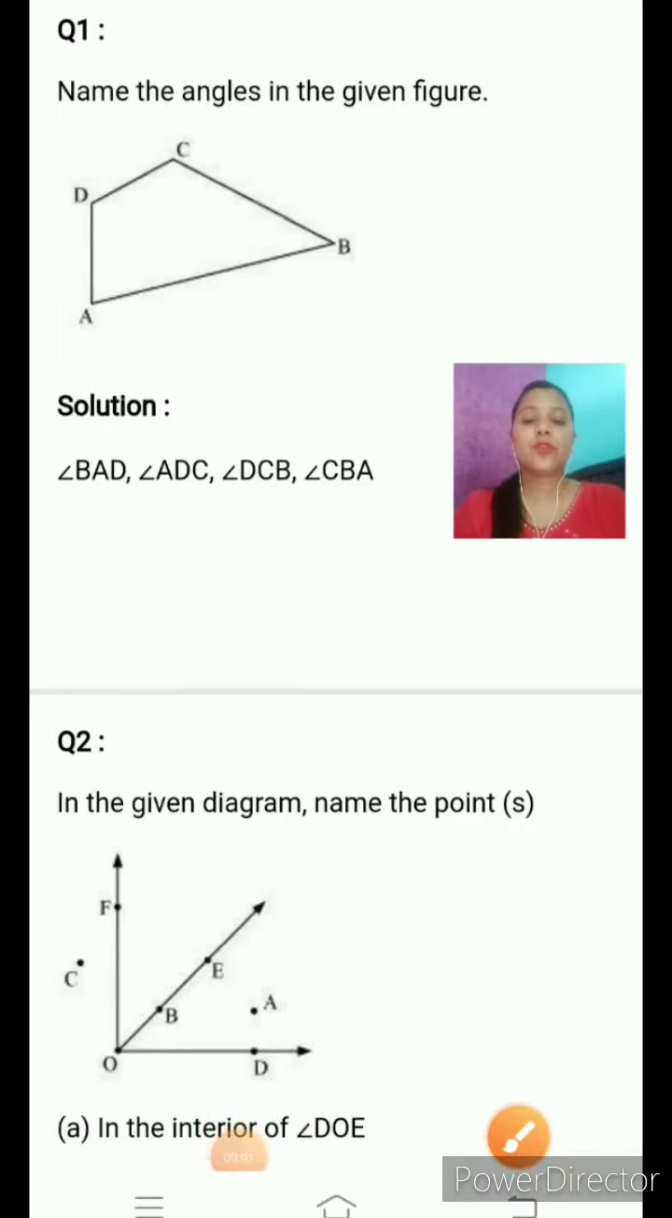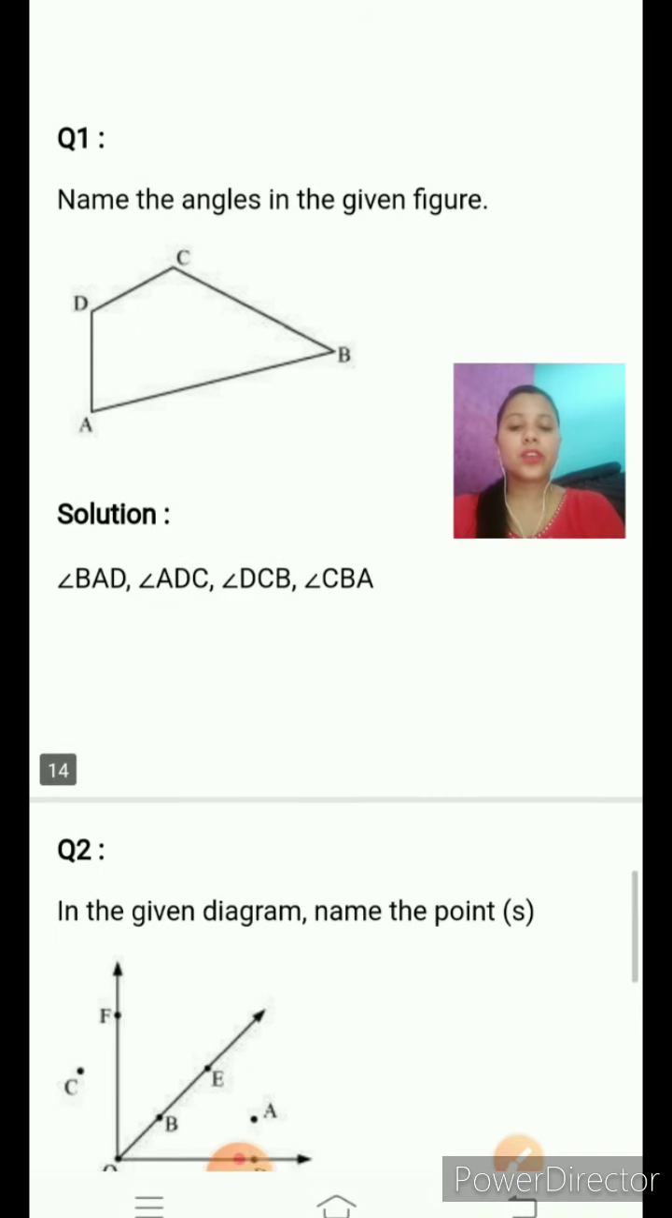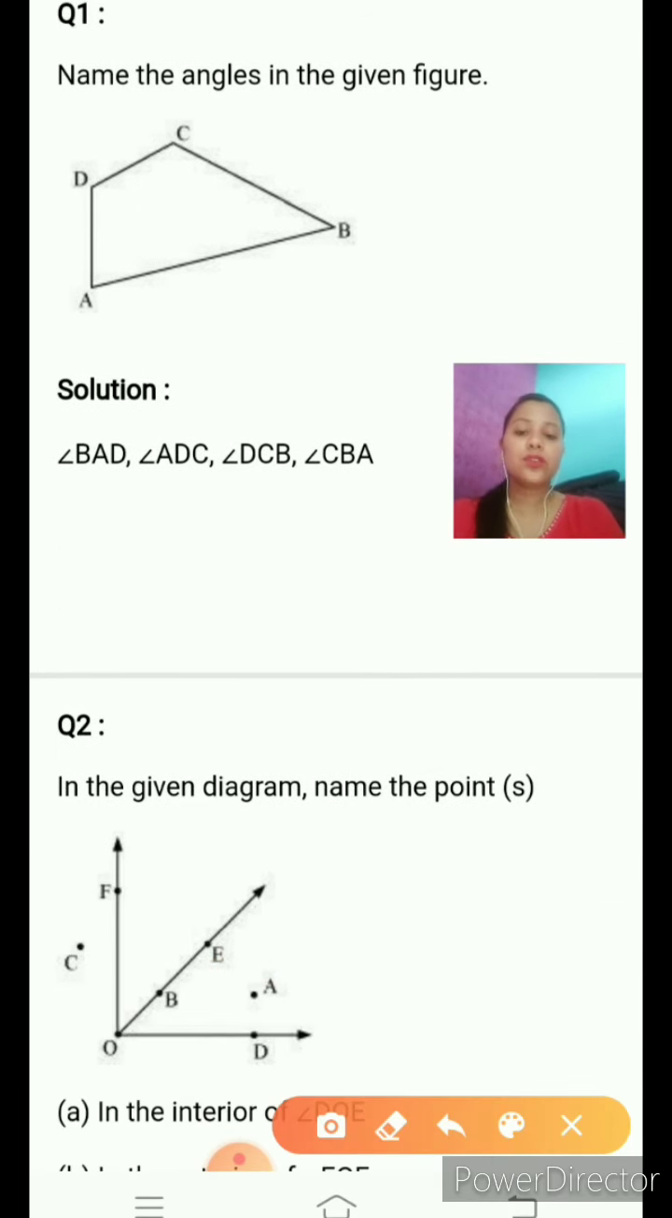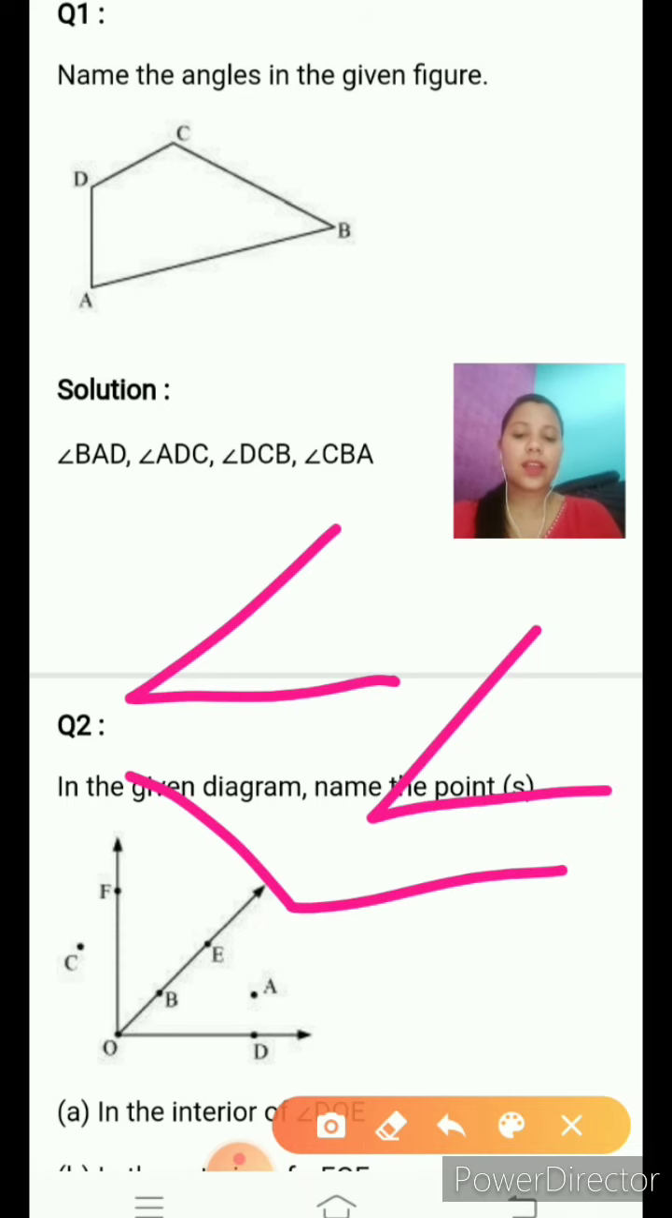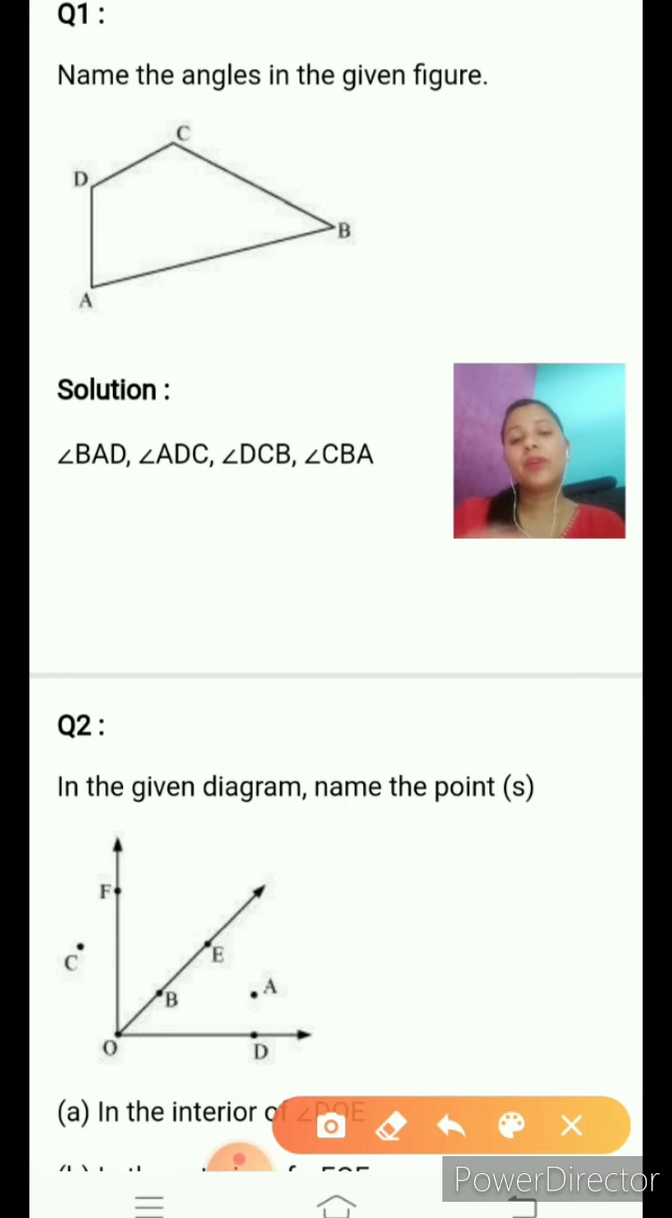Now start 4.3, question number 1. The question is: name the angles in the given figure. What is the meaning of angle, and how can we draw it? Like that, like that, like that. So you have to name the angles given in this figure.